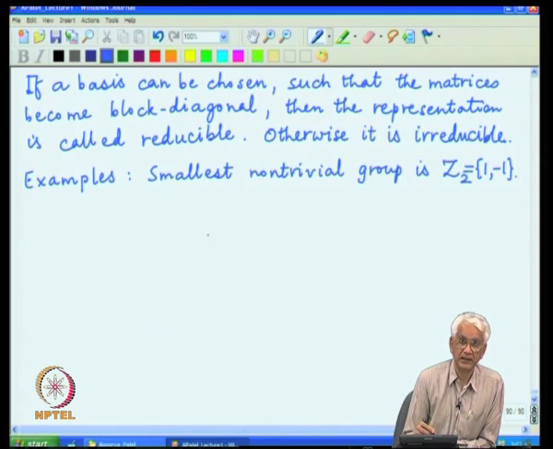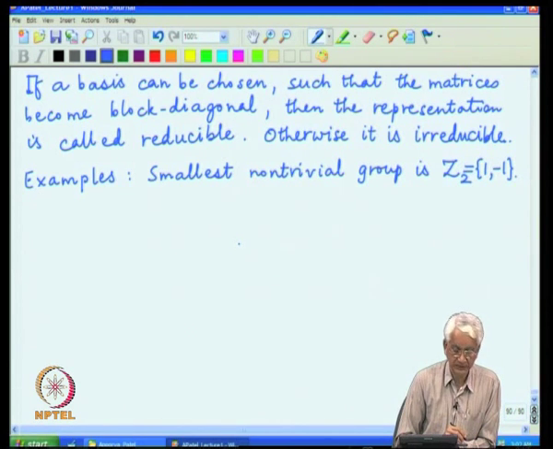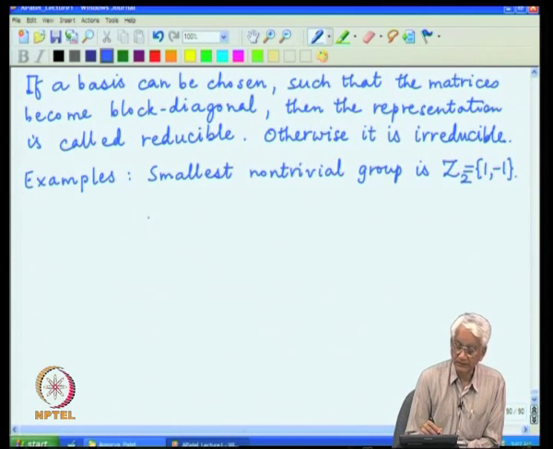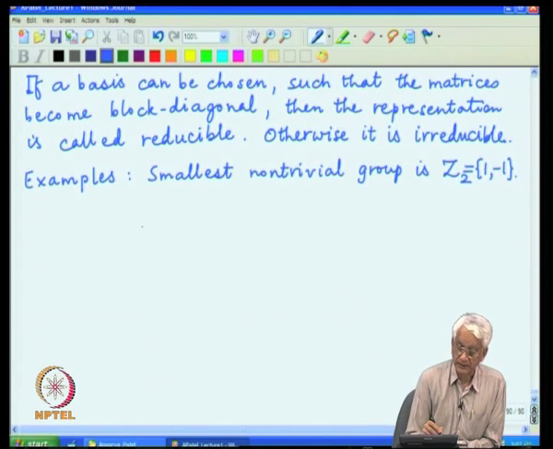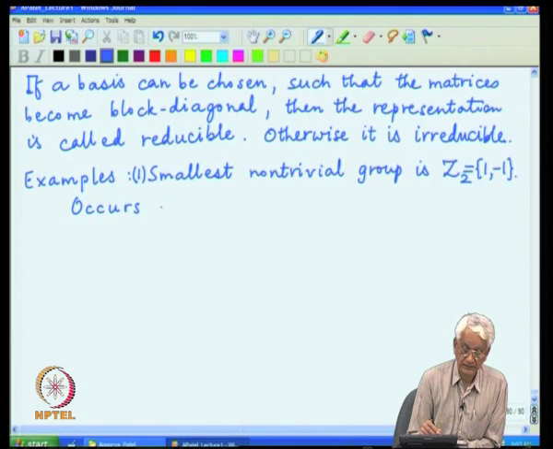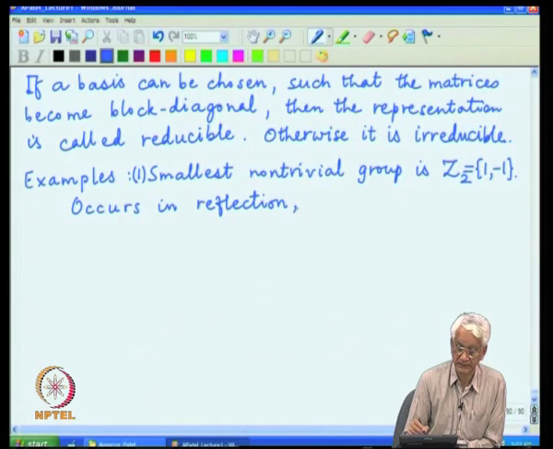And this group occurs in many physical situations where repeating the operation twice leads one back to the original state. It occurs in, say, reflection. Two reflections take us back to where we started.